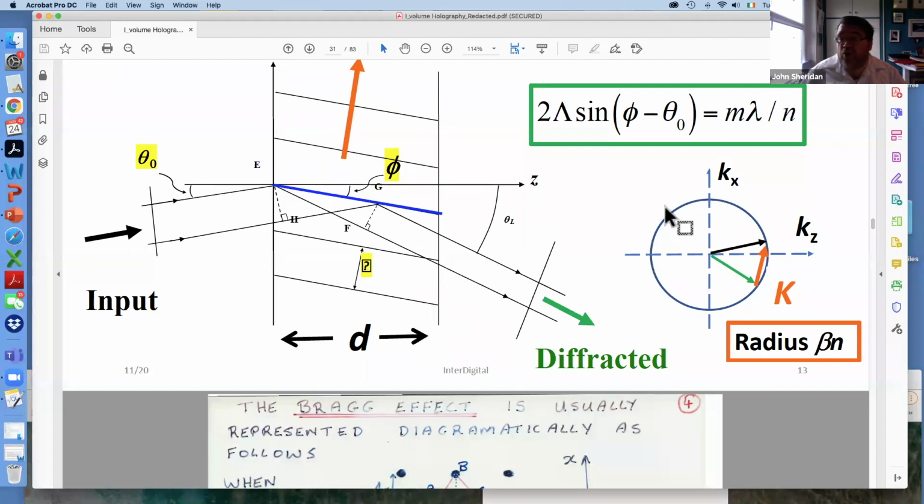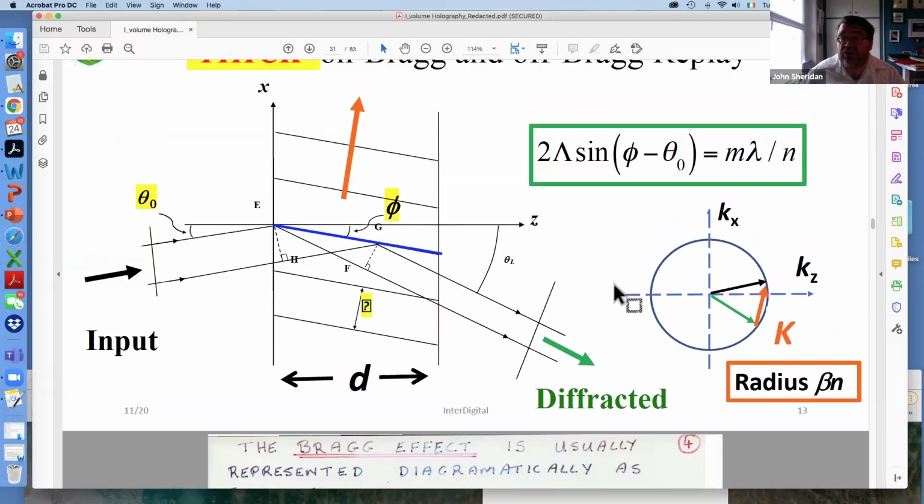And we have a representation on the Ewald diagram. Here's our input beam. Here's our fixed K vector, again the grating vector, that's fixed. We can rotate this, but if we keep the wavelength constant, we're always going to be inside this circle, and then we reproduce this particular diffraction order. Again, this is in phase space. The circle has a radius beta equal to 2 pi over the free space wavelength times the refractive index.